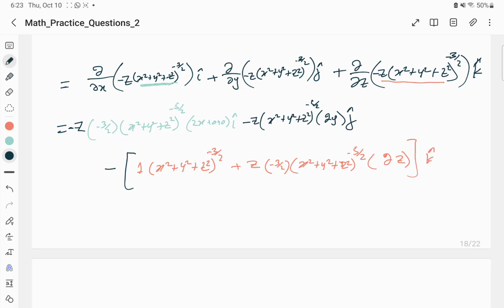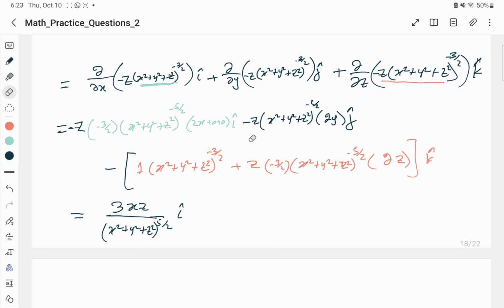So now we simplify every component. From here this 2 will be cancelled with this 2. Here we have x from here and z from here, but here is negative and here is negative, that will become positive. So on simplification we get 3 times xz divided by x square plus y square plus z square to power positive 5 by 2, and this is the i component.